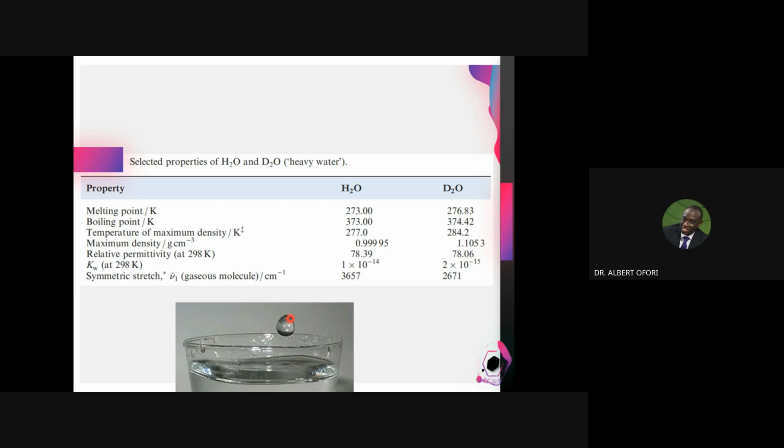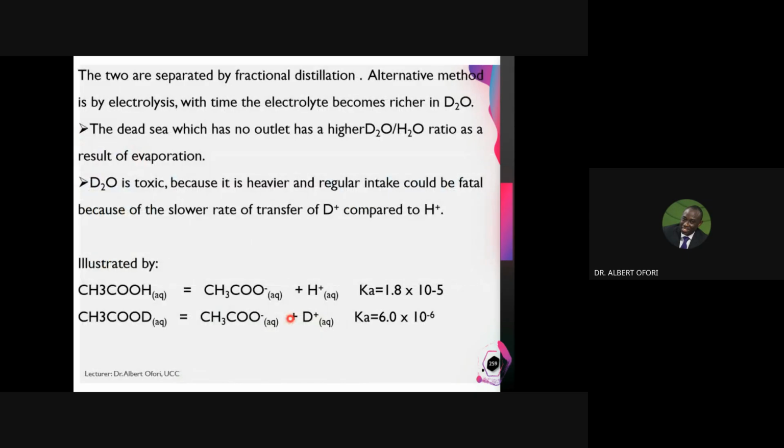Okay, so talking of this heavy water, we can separate them using fractional distillation. But we should say that the pure water is poisonous, so we don't drink that. That's what you are calling the pure water. But then the H2O, we drink that.